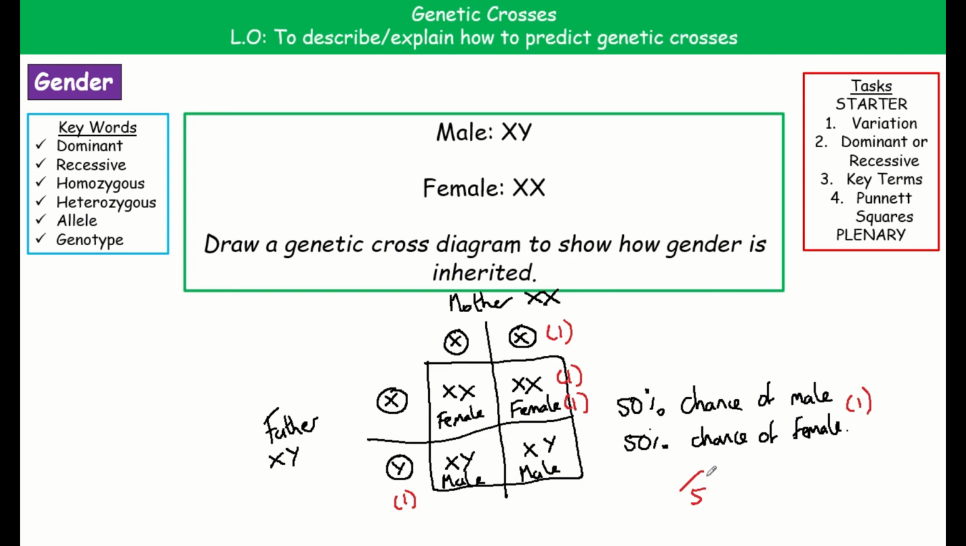And do remember that when we're talking about this inheritance, it's not a case of if you have 2 children, the first one is female, the next one will be male. It's a 50% chance in each and every pregnancy.